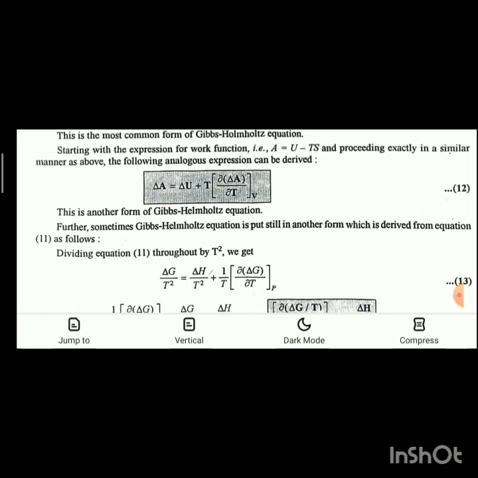Now delta A equals delta U plus T ∂/∂T of delta A at constant volume. This is another form of Gibbs-Helmholtz equation. Now when we divide this equation throughout by T squared, we obtain ∂/∂T of (delta G upon T) at constant pressure equals minus of delta H upon T squared.